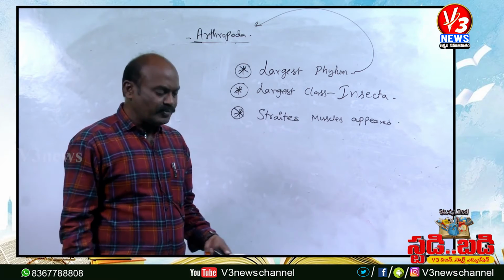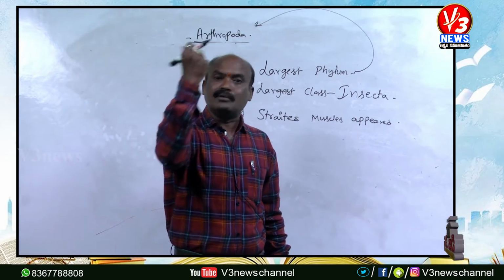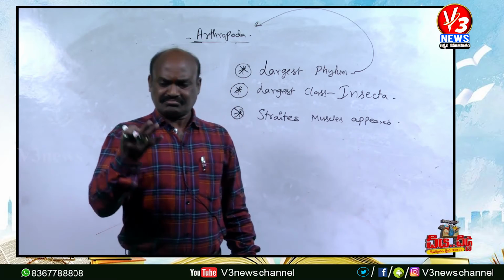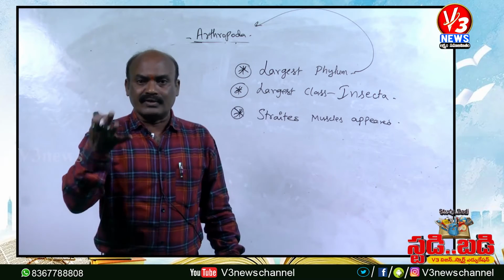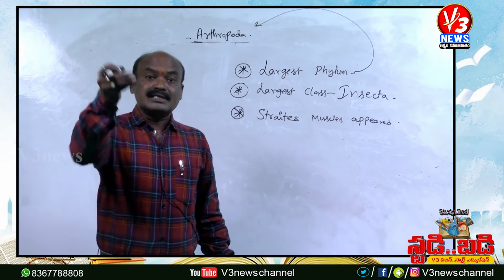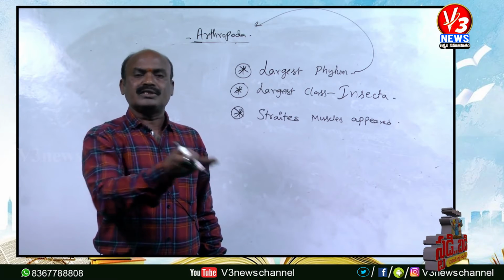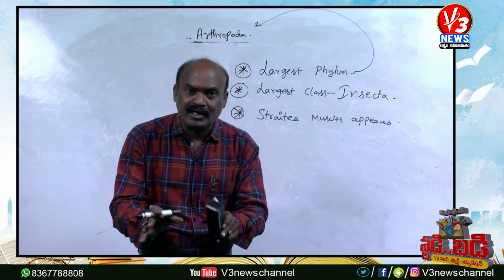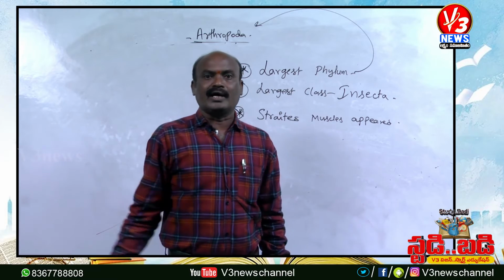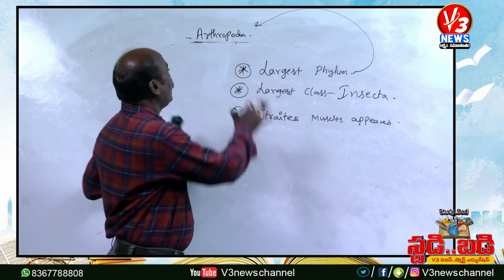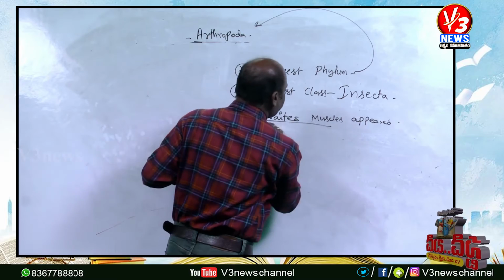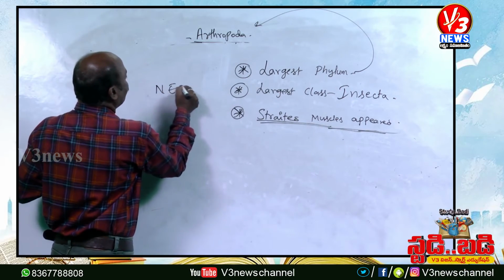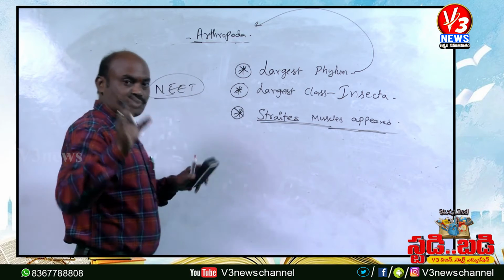Yes, we studied in structural organization in animals that there are four types of animal tissues: connective tissue, muscle tissue, nervous tissue, and epithelial tissue. In muscle tissue, we learned about three types of muscles: striated or voluntary, unstriated or involuntary, and cardiac. First time in the animal kingdom, in the phylum Arthropoda, striated muscles appeared. These three points are very important for the entrance examination.